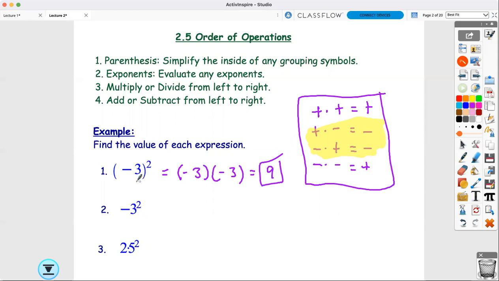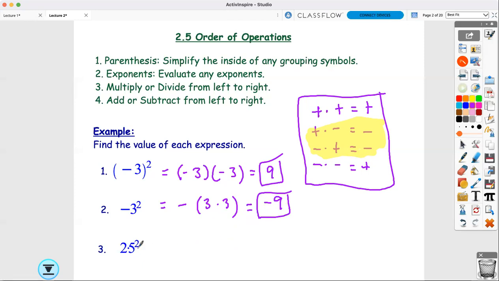The number 2 is -3 squared. So what they want us to do is negative parentheses 3 times 3. They want us to square first and then multiply the negative with it. Well, 3 times 3 is +9, times the negative is -9, and we're done.